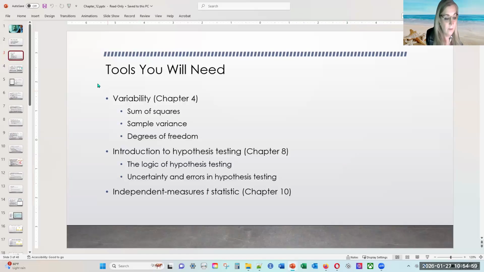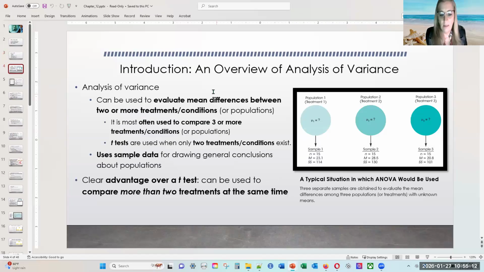as well as the independent measures T statistic. I would say that ANOVA builds upon that test quite significantly. All right, so it's sort of an extension of that in a way, and let's see how that works.